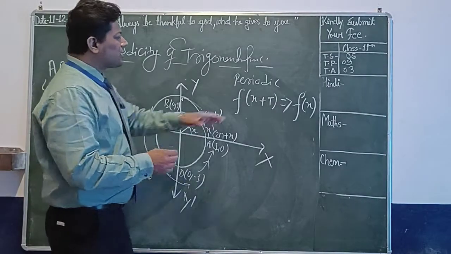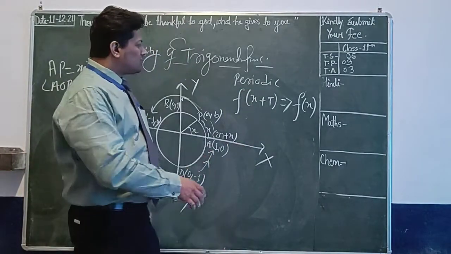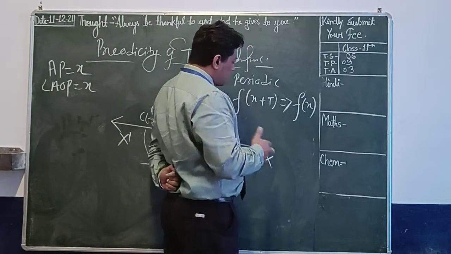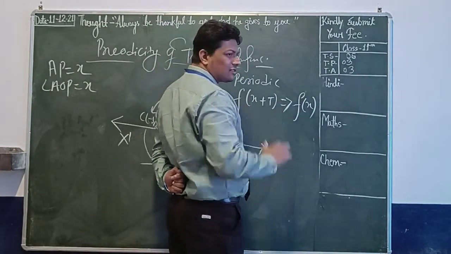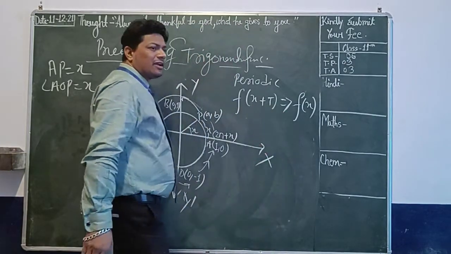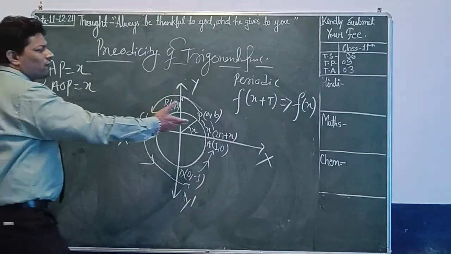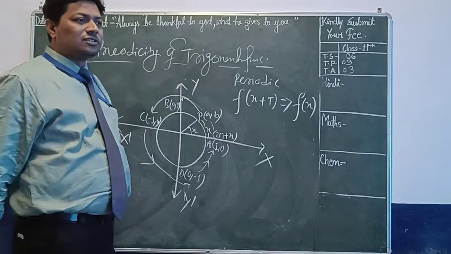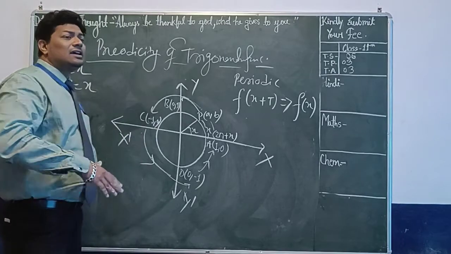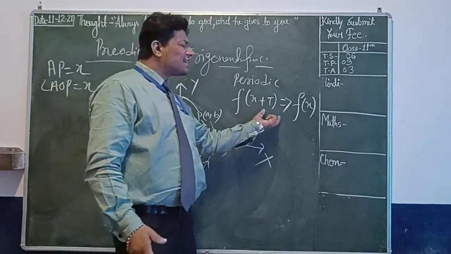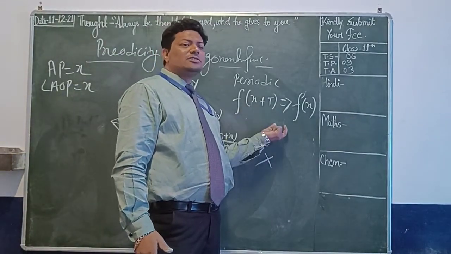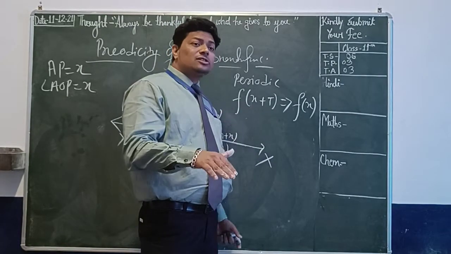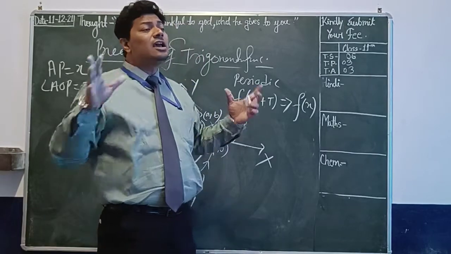First of all, what is the meaning of a periodic function? A periodic function means f(x plus t) equals f(x), where f(x) is a trigonometric function. If this type of formulation holds, you can say the function is a periodic function. This is the only criterion. If any function follows this criterion, the function will be periodic. But how does the periodicity of the function take place?